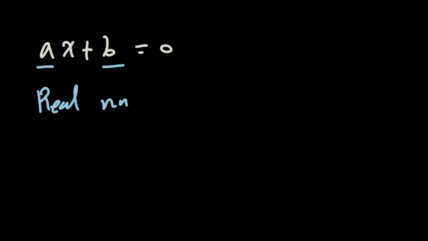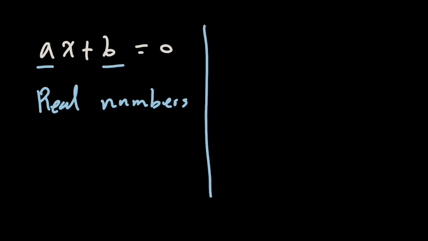Hi, we'll talk today about solving linear equations. A linear equation in one variable is an equation equivalent to one of the form ax plus p equals 0. Just note that a and p are real numbers. So let's see some cases.